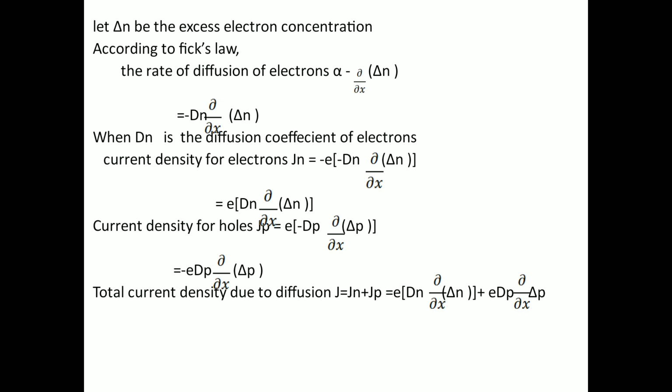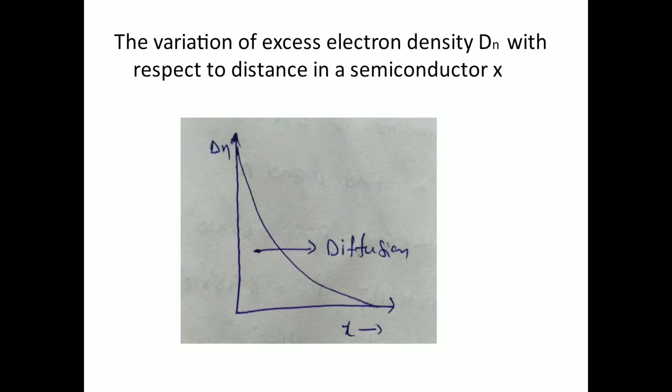In diffusion, when concentration varies, the charge carriers move from high concentration to low concentration. This is also movement of charge carriers. That's why current is developed. That current is called the diffusion current. We draw a graph of the variation of excess electron density with respect to the distance in a semiconductor. This is the graph. Excess electrons, delta n.